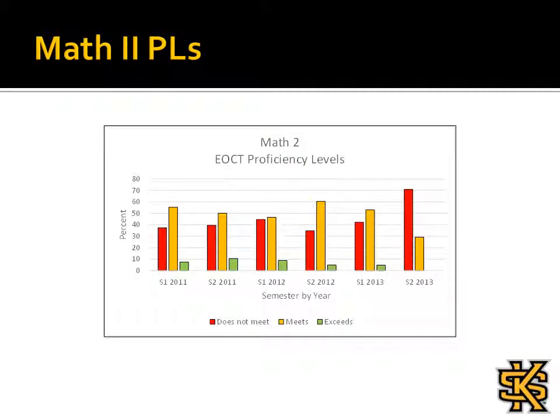As you can see on this bar graph, data for the Math 2 proficiency levels show for the first 3 semesters of our analysis, the percentage of students who do not meet standards increases from 37% to almost 45%. The percentage decreases for the second semester of 2012, but then increases for 2 consecutive semesters. Just as important is that the percentage of students that exceed standards decreases over the same time period.